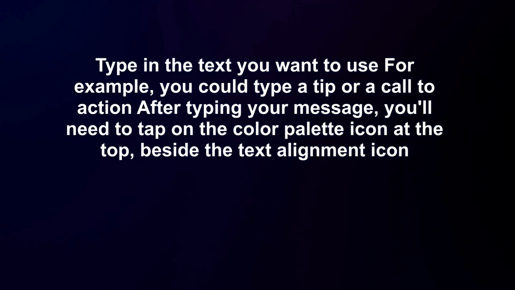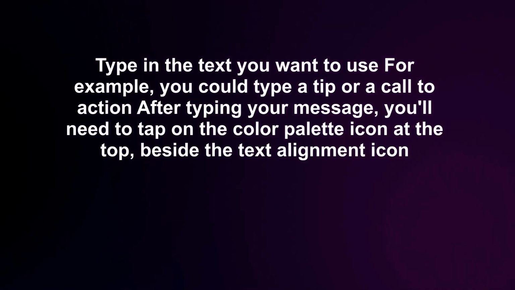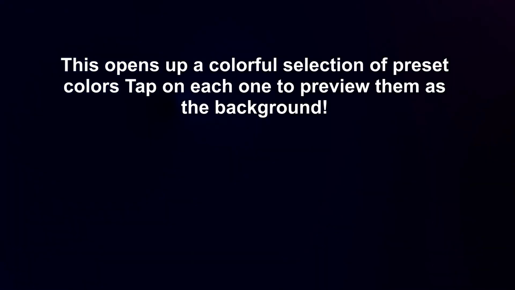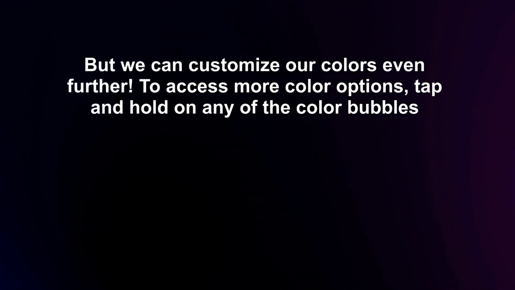After typing your message, you'll need to tap on the color palette icon at the top, beside the text alignment icon. This opens up a colorful selection of preset colors. Tap on each one to preview them as the background, but we can customize our colors even further.